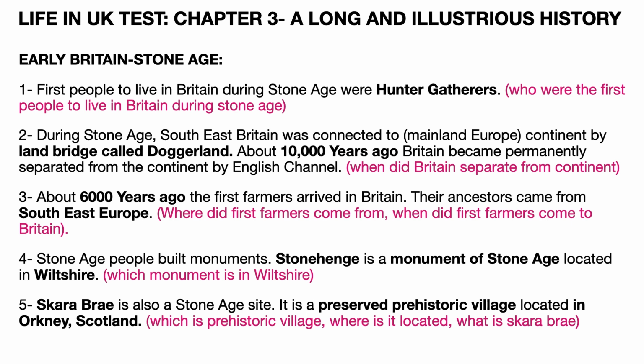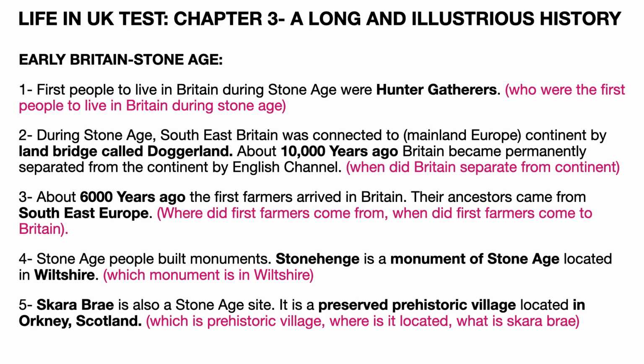The second type of question asked in this is: during the Stone Age, Southeast Britain was connected to the mainland Europe or continent by a land bridge which is called Doggerland, and about 10,000 years ago, Britain became permanently separated from the continent by the English Channel. So the question asked is, when did Britain permanently separate from the continent? That was about 10,000 years ago.